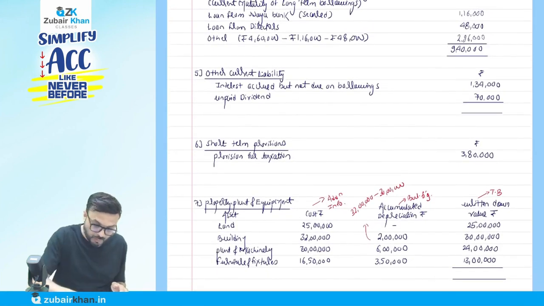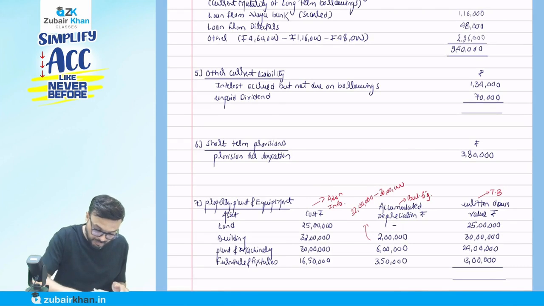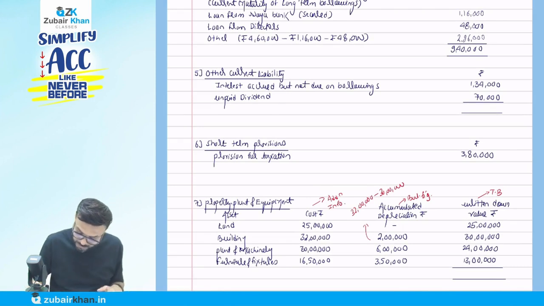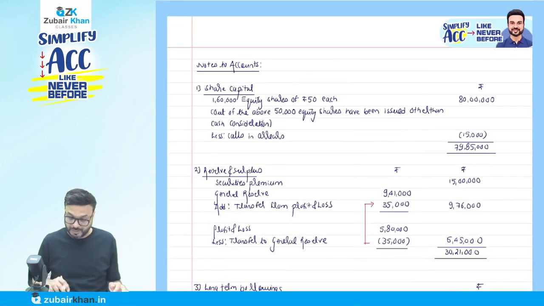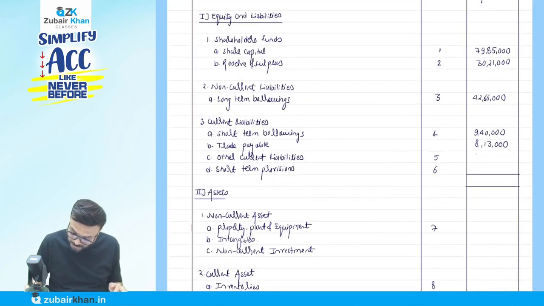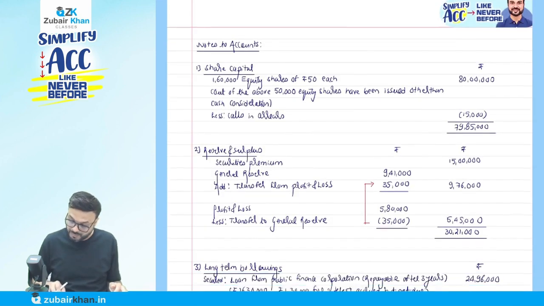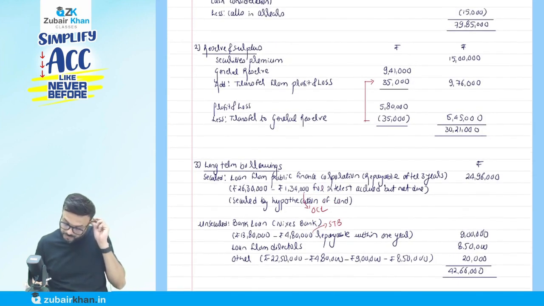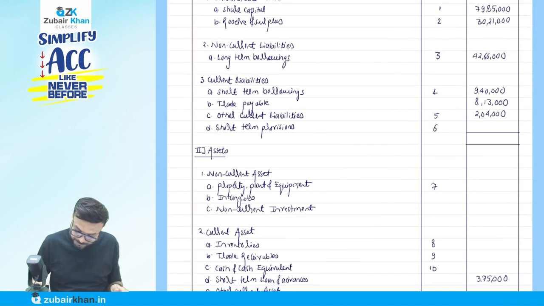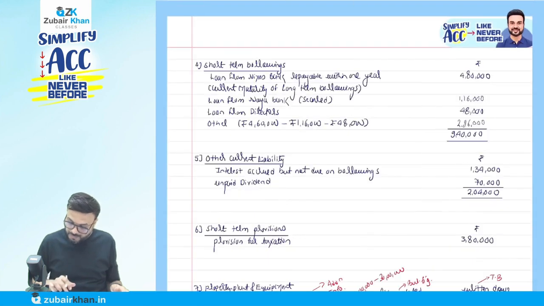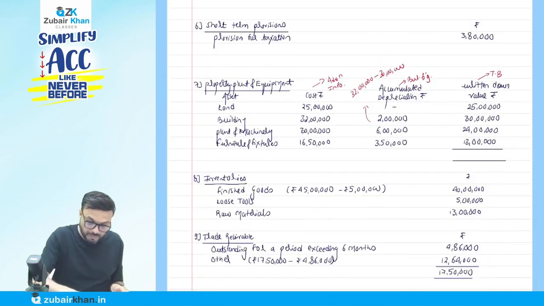Then here 1 lakh 34,000 plus 70,000. That is coming 2 lakh 4,000. So write down here 2,04,000. Then 3,80,000 is the short-term provision.